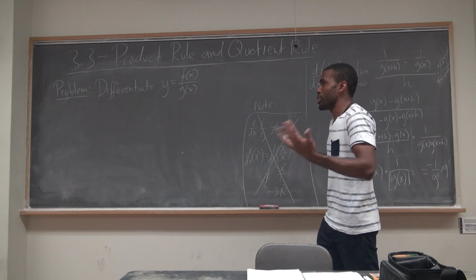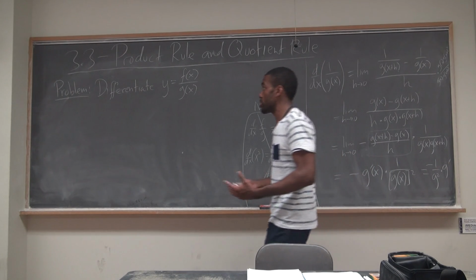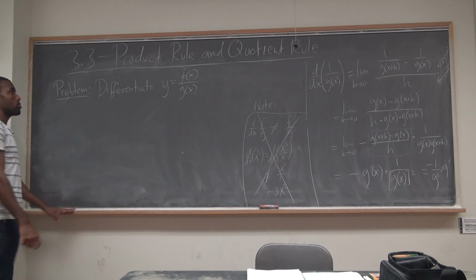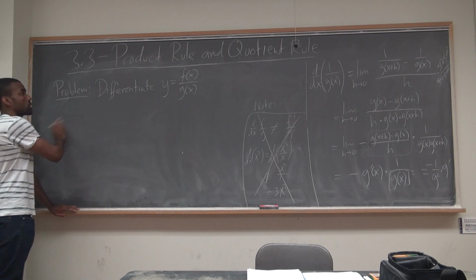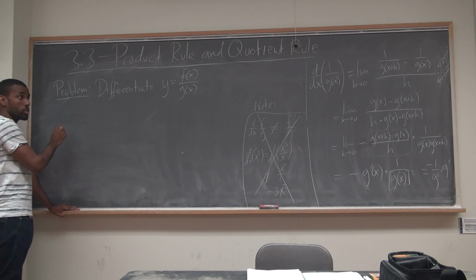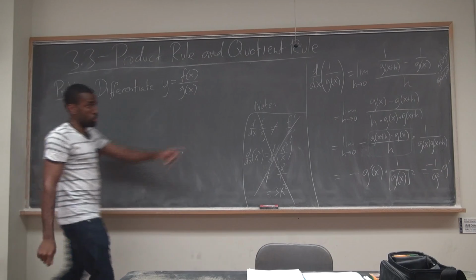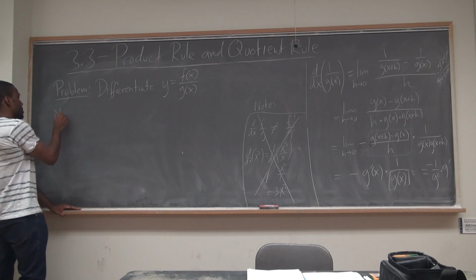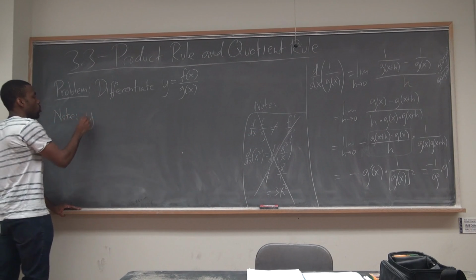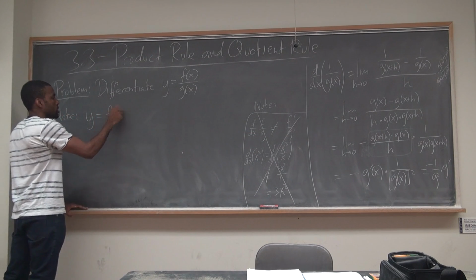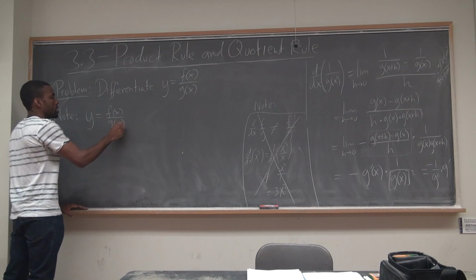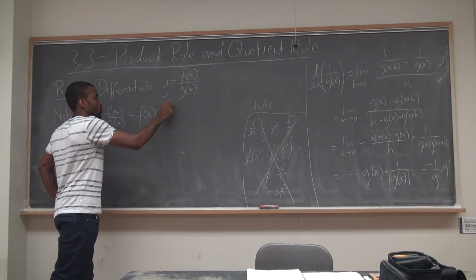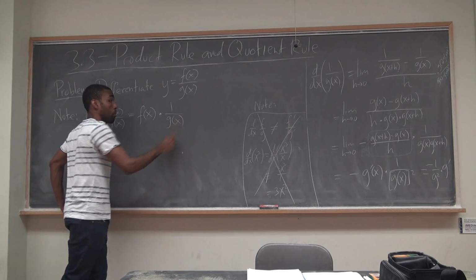So now the idea is, what should work? What is the rule? What is an equivalent to the product rule for quotients? It's going to be a similar thing. We're going to figure it out, and we're going to use what I just showed you over here. Note, if I say y is equal to f of x over g of x, I can rewrite this as f of x times 1 over g of x.